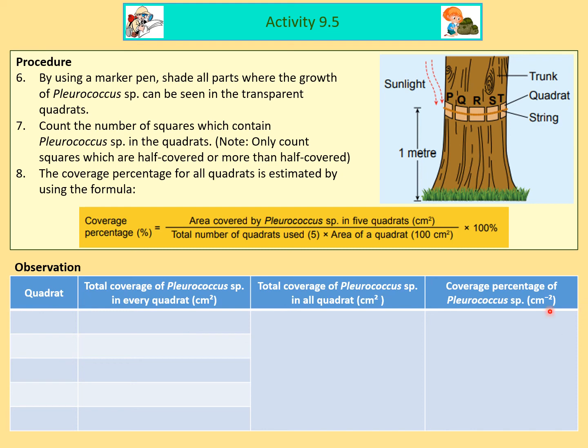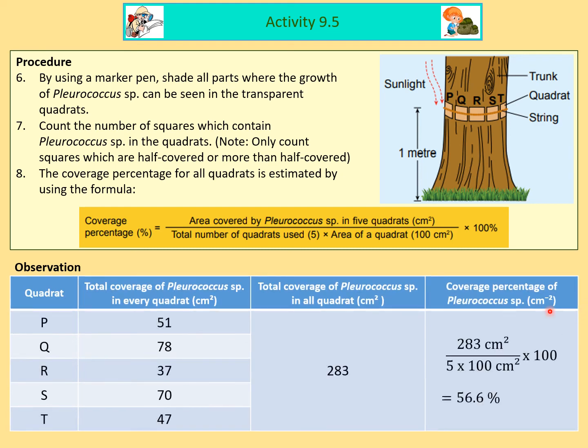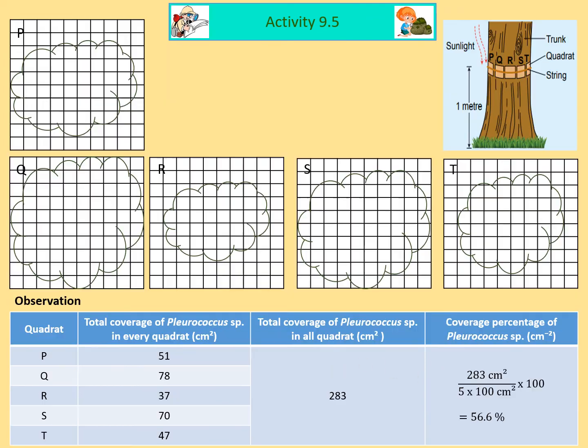Okay, so this is the result. This is the sample of actual answer. Okay, quadrat P. This is quadrat P, Q, R, S, and T. Okay, I will show you how to count the total coverage of Pleurococcus based on this sample.